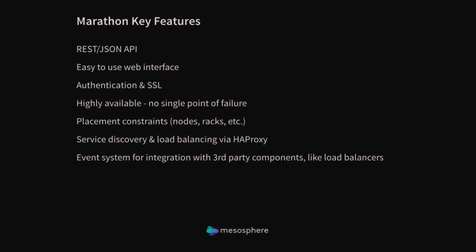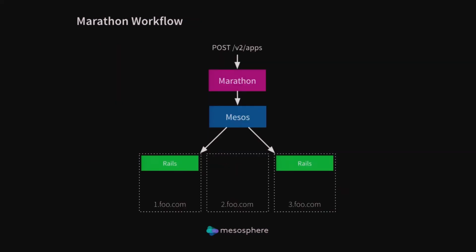So just to explain the common workflow with Marathon. Like I said, it has a REST API. You define your application as some JSON, and you post that to Marathon. Then Marathon, being a Mesos framework, an application that runs on Mesos, goes to Mesos, and Mesos will then schedule your application and run it.